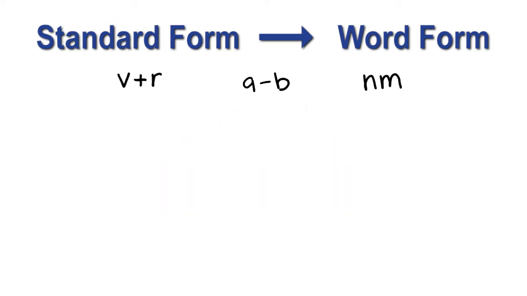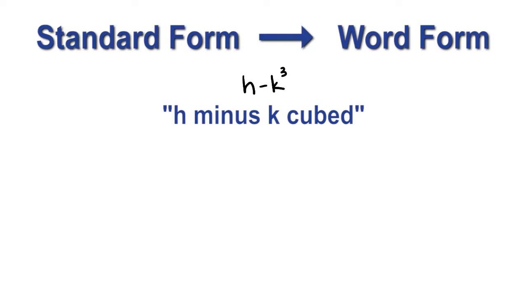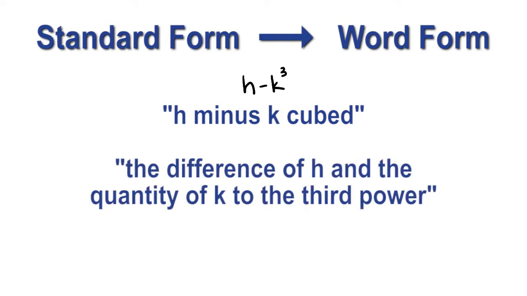All of these expressions had a single operation to perform. Let's try some where the expression has multiple operations to perform. This can be read and written as h minus k cubed, the difference of h and the quantity of k to the third power, just to name a couple.